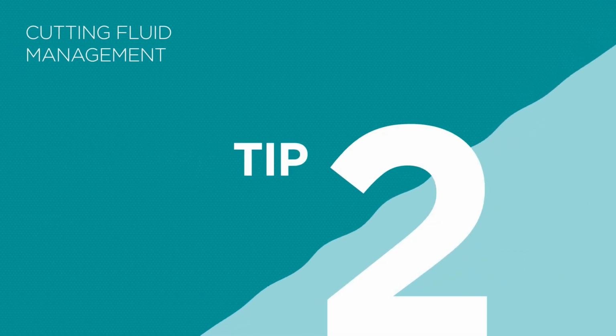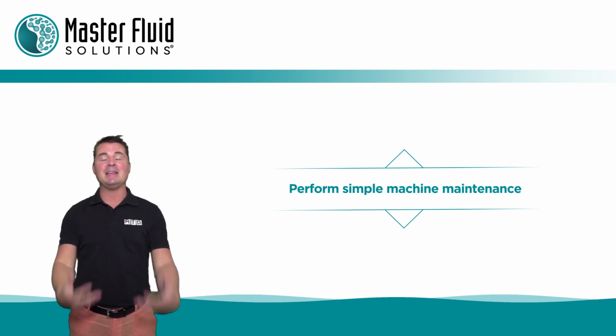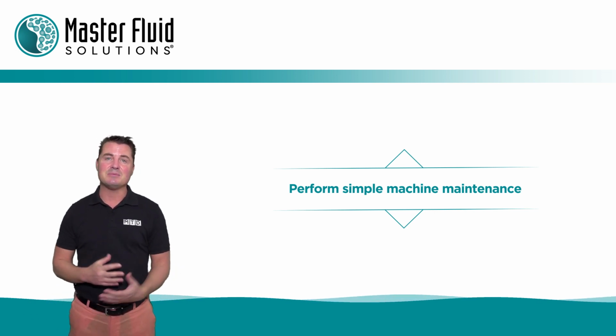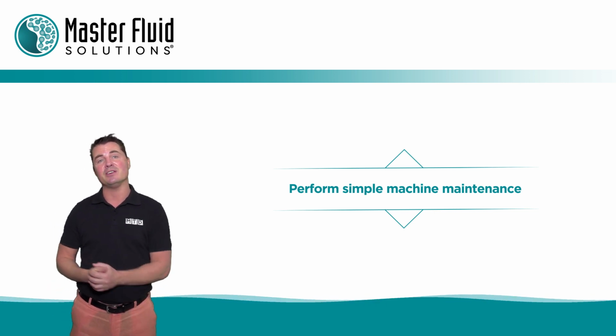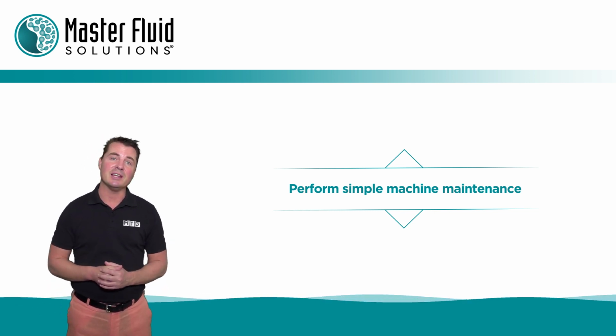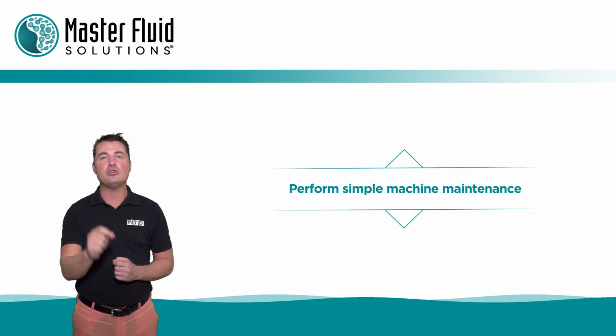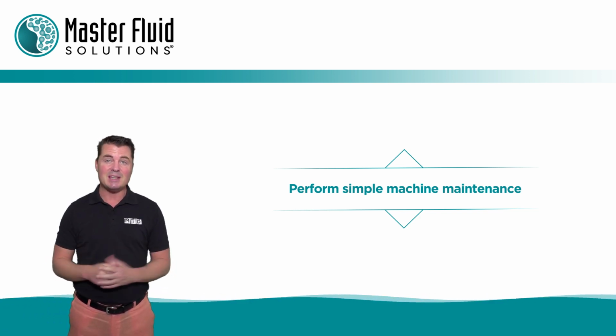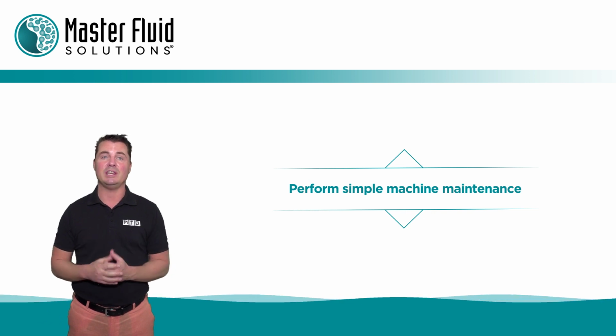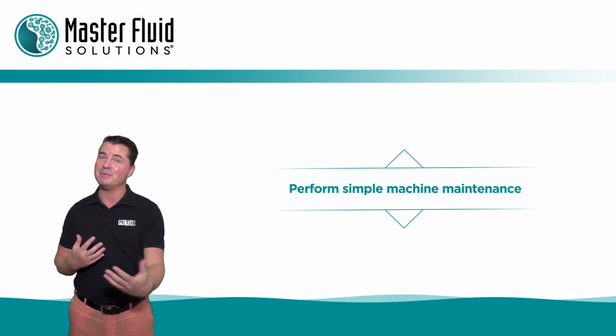2. Perform simple machine maintenance. Machines have systems that interact with the coolant, such as filters, screens, and chip conveyors. Check filters regularly, clean screens, and maintain coolant through systems and chip conveyor filtration. These maintenance items can reduce coolant issues such as foam.